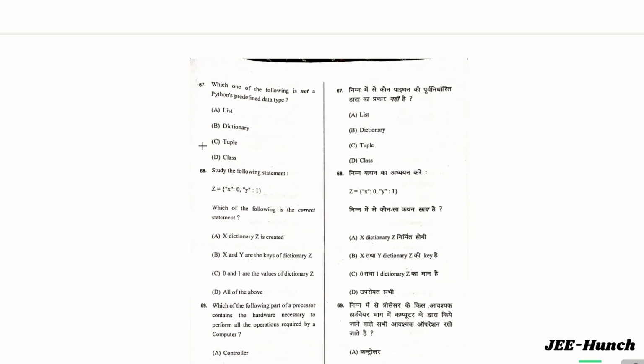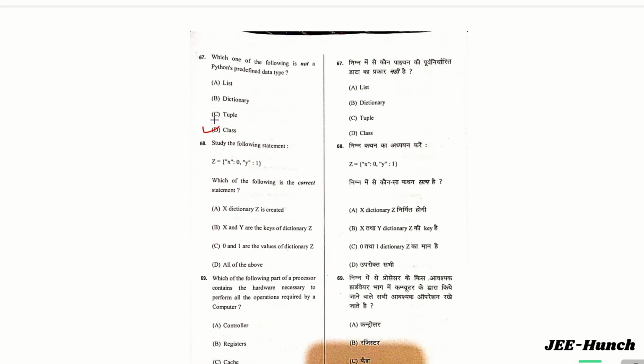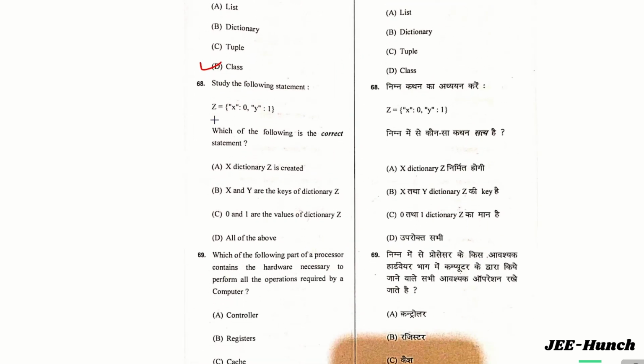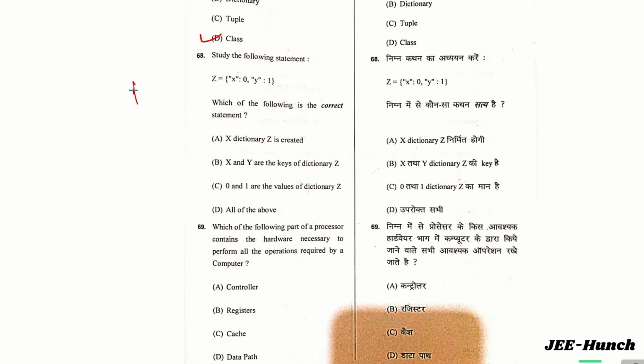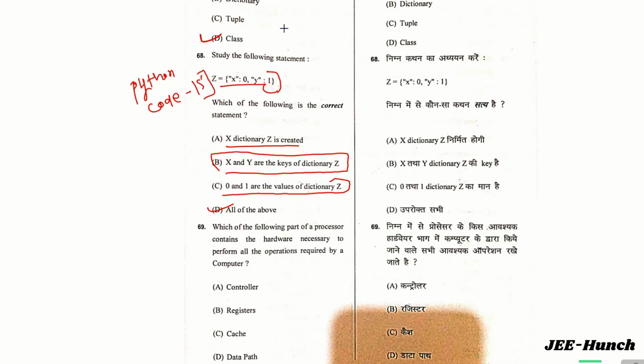Next, 67. Which one of the following is not a Python predefined data type? Okay. So class is not a predefined data type. 68. Study the following statement. So this is Python code 15. Z equals x such that 0 and y such that 1. Which of the following is the correct statement? So all of the above are correct. Dictionary Z is created and X, Y are the keys of dictionary Z and 0, 1 are the values of Z. Let's see here.